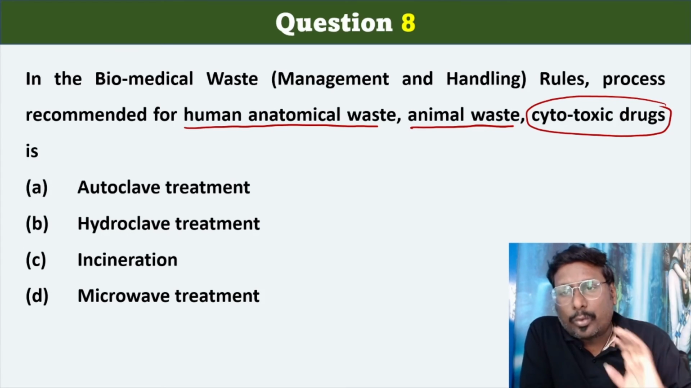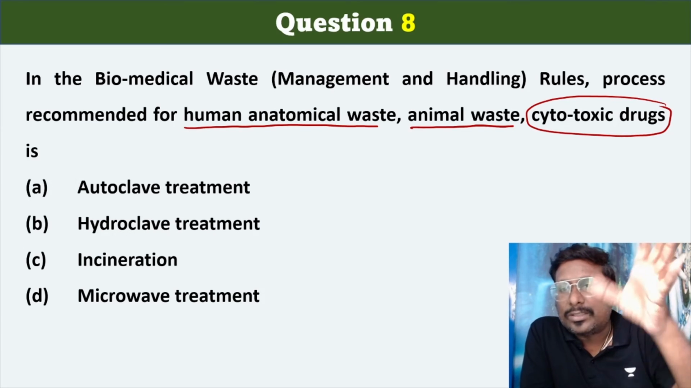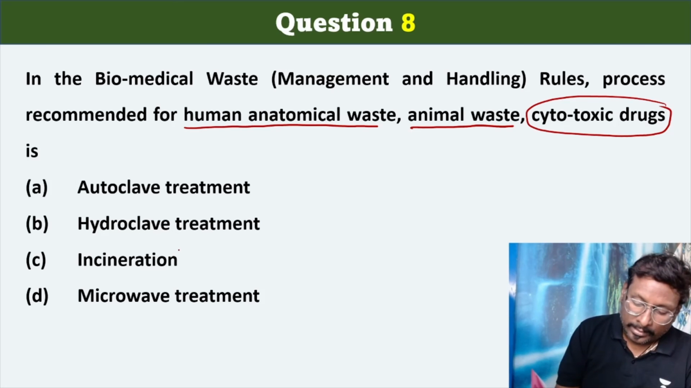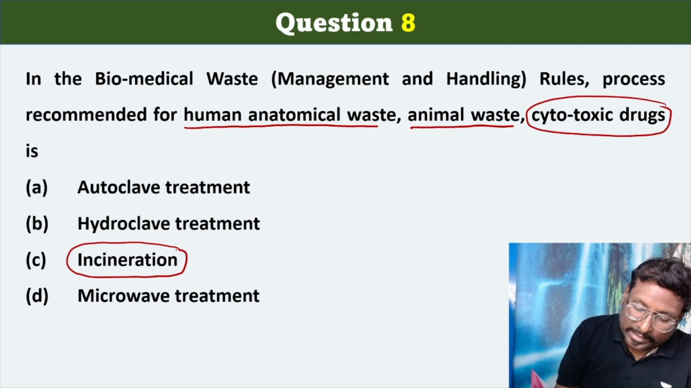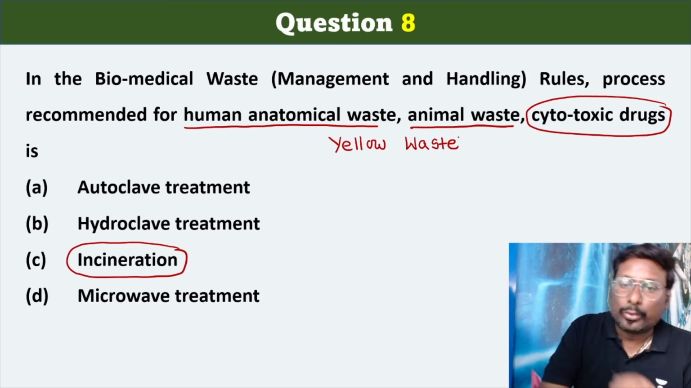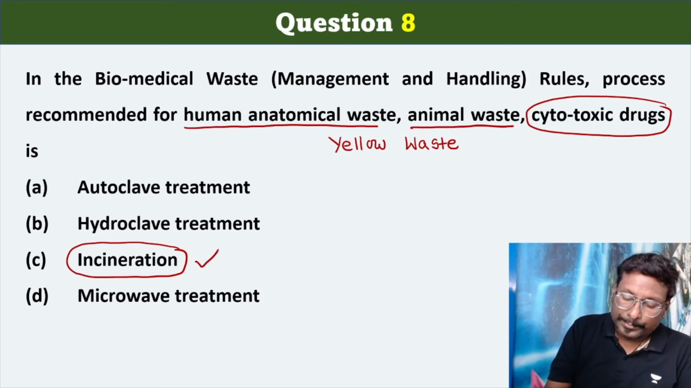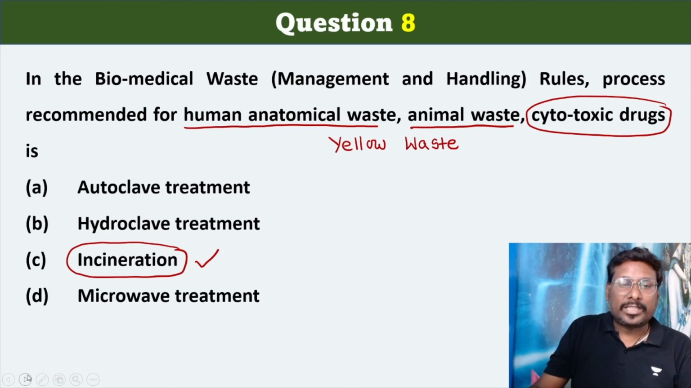Then animal waste, and cytotoxic drug waste, all of that comes under yellow waste. This total comes under human anatomical waste, animal waste, cytotoxic waste. As per biomedical waste rules, it comes under yellow waste, and that is treated through incineration.